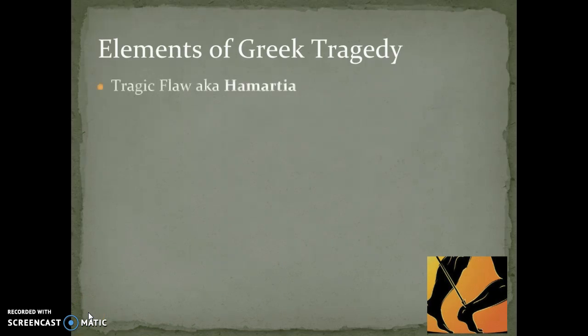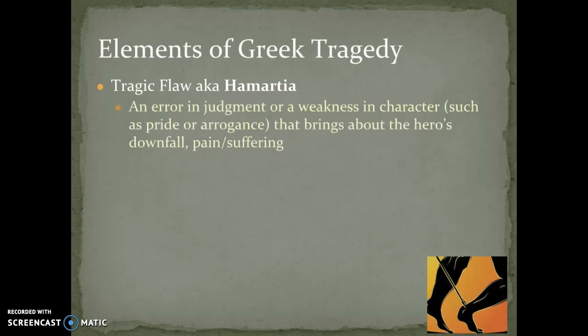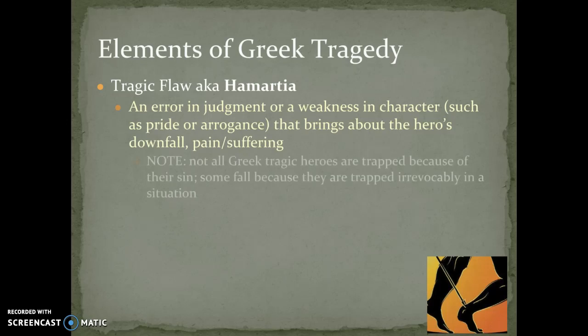First thing we have to understand about a tragic hero is that they have a tragic flaw. This is often in Greek literature considered the hamartia. Now, hamartia is truly just an error in judgment or a weakness in a character. So they make a poor choice or they have a character flaw such as pride or arrogance that brings about the hero's downfall, their pain, and their suffering.